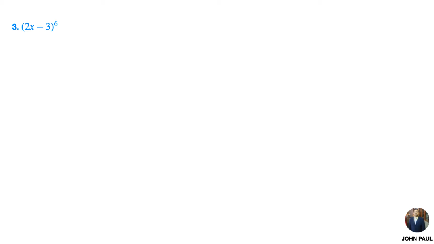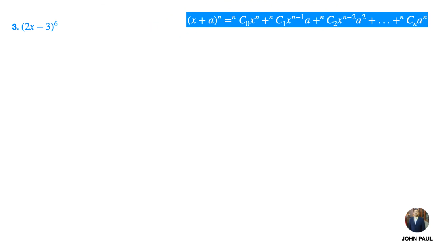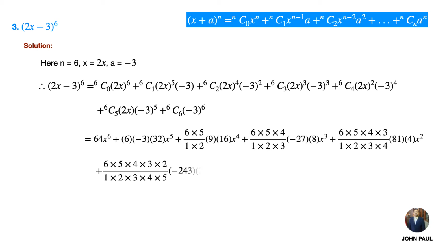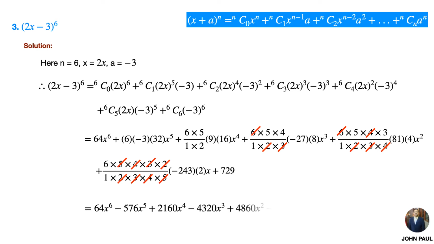Third problem, (2x - 3)^6 is given. The binomial theorem we know. Solution: here n, x and a values we wrote. Substitute this in the binomial theorem, (2x - 3)^6. Now we have to simplify this: 6C0 is 1, 6C1 is 6, and the other terms we know how to write in multiplication. By cancelling the terms, we get 64x^6 - 576x^5 + 2160x^4 - 4320x^3 + 4860x^2 - 2916x + 729.